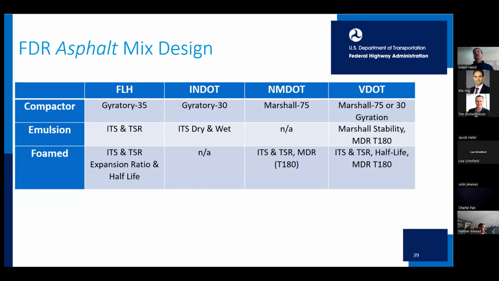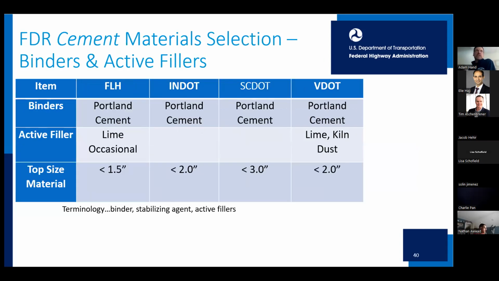As far as mix design goes, again, we see a combination of gyratory and Marshall mix designs. The same tests, right? Indirect tensile strength and tensile strength ratio, or Marshall stability and retained stability. We also saw with foamed, right, a half-life ends up in there. As far as active filler goes, everybody used Portland cement, and then lime on occasion, and then VDOT reported lime and kiln dust both. And again, top size materials were variable.